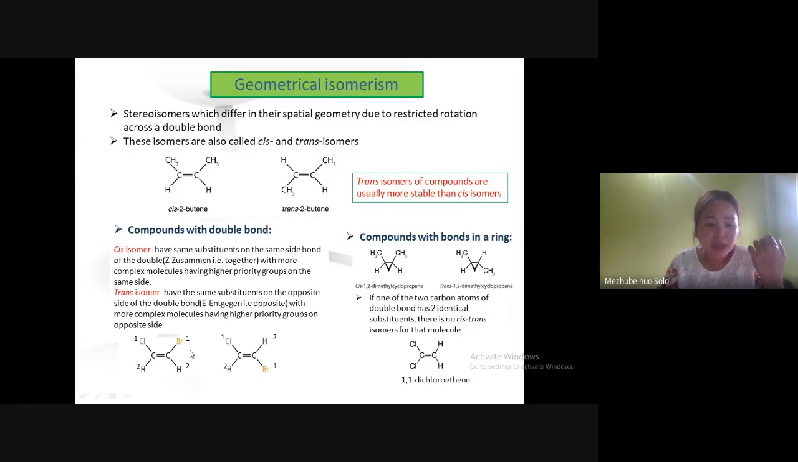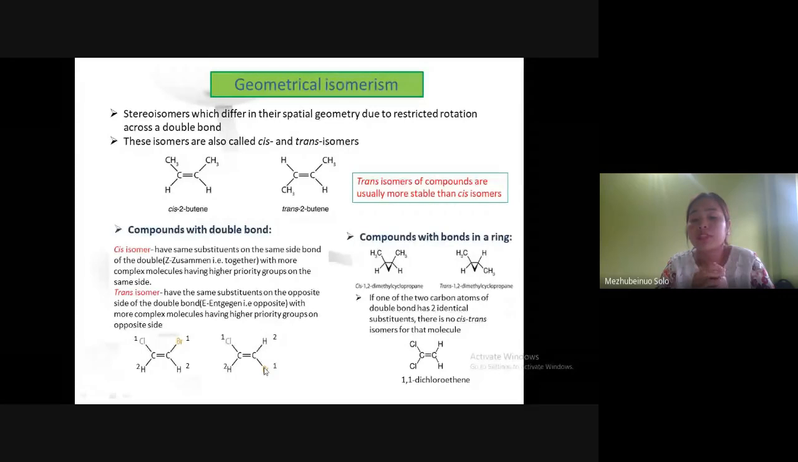And a similar example here I have given, a more complex molecule having higher priority groups, that means atoms with higher atomic number. So see in this example, between hydrogen and chlorine, chlorine has the higher atomic number, so it will be given the higher priority. And in this case, between hydrogen and bromine, bromine has the higher atomic number, so it will be given the higher priority. So since both the higher priority groups are on the same side, this will be called a cis molecule. And in this case, we have chlorine and bromine on opposite sides, so this molecule will be called a trans molecule. So these isomers are also called cis and trans isomers.